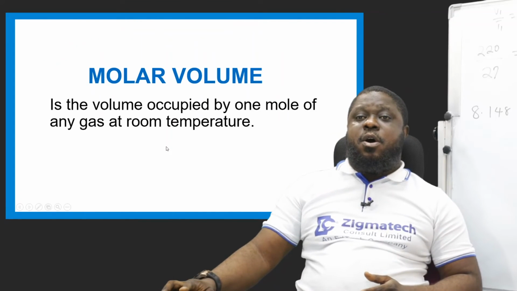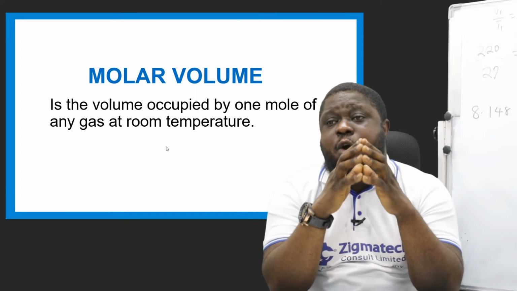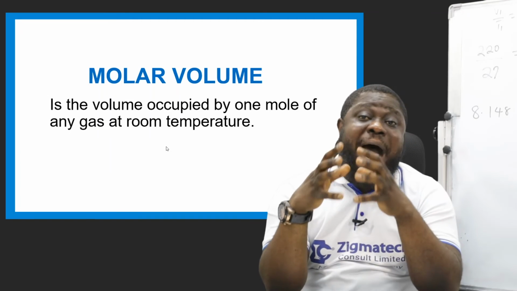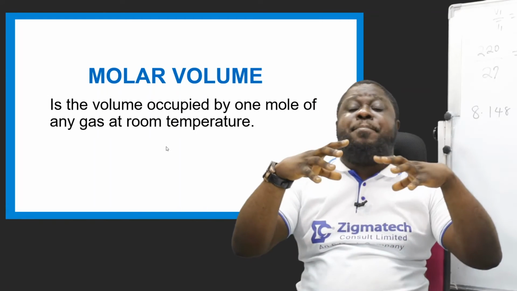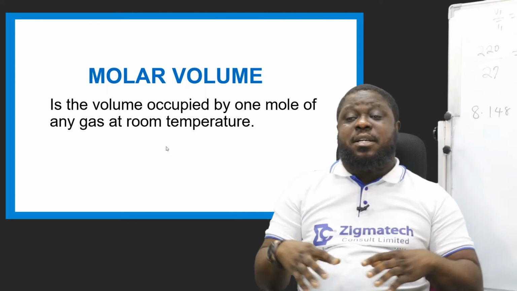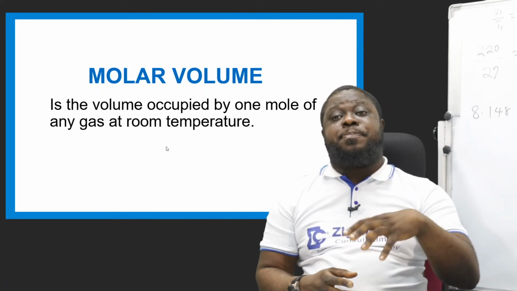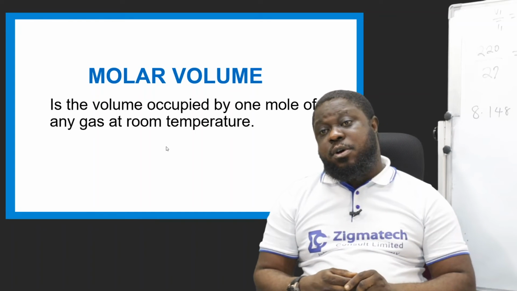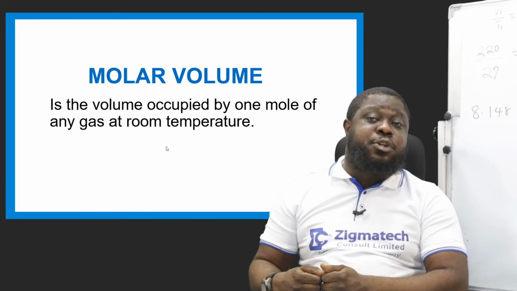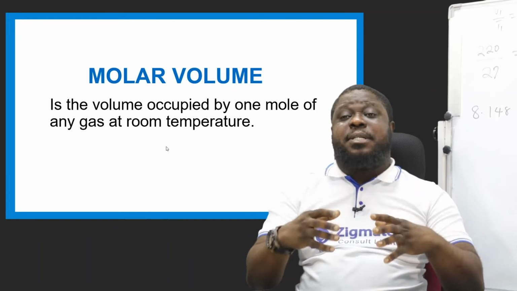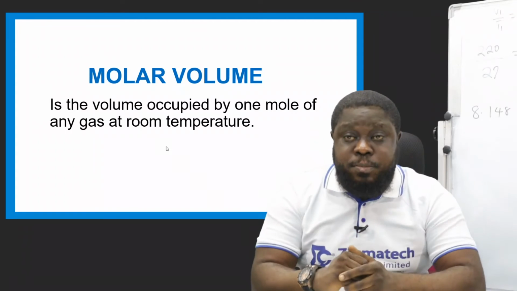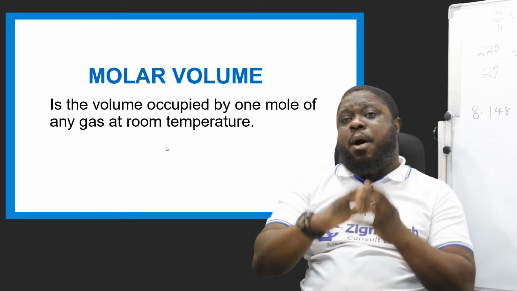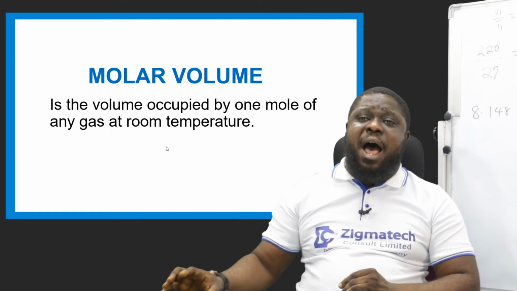Now, the volume that these gases occupy is called molar volume. Remember, the molecules occupy spaces in the gas at room temperature. Room temperature simply means standard temperature and pressure. When the temperature and pressure is standard, it becomes room temperature. So, the volume occupied by 1 mole of any gas is called molar volume.